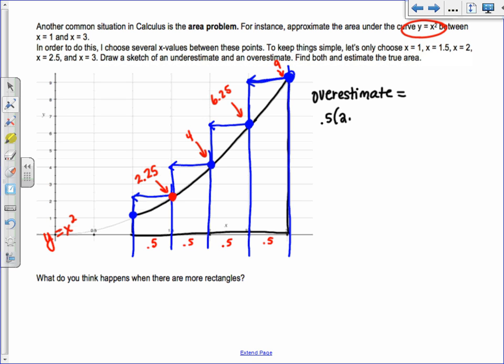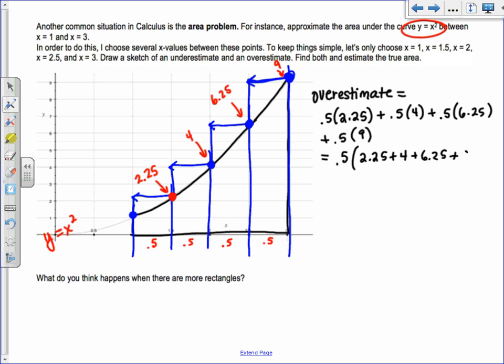All right, so my overestimate is going to be: the first rectangle has a width of 0.5 and a height of 2.25. The next one has a width of 0.5 and a height of 4. The next one has a width of 0.5 and a height of 6.25. And the last one has a width of 0.5 and a height of 9. Now you're going to make this easier on yourself. You notice that they all have a common width, 0.5, so pull that common width out. So you're going to have 0.5 on the outside, and you're going to have 2.25 plus 4 plus 6.25 plus 9. So you pull out the common factor.